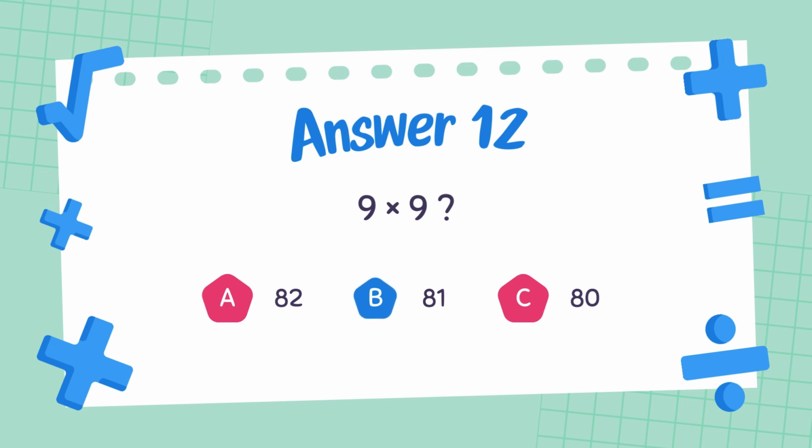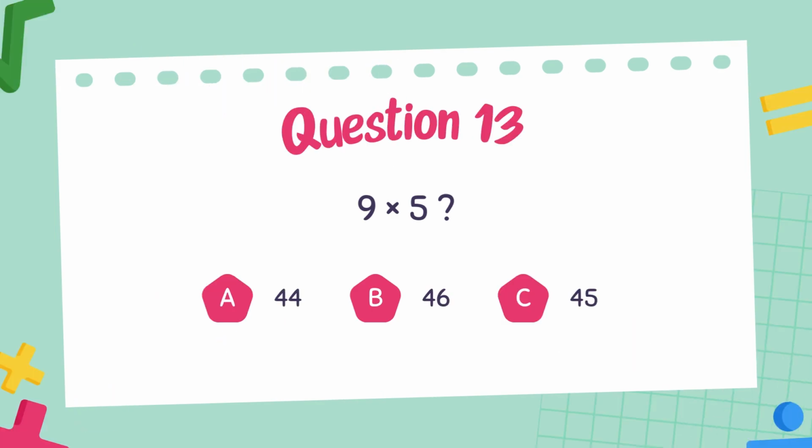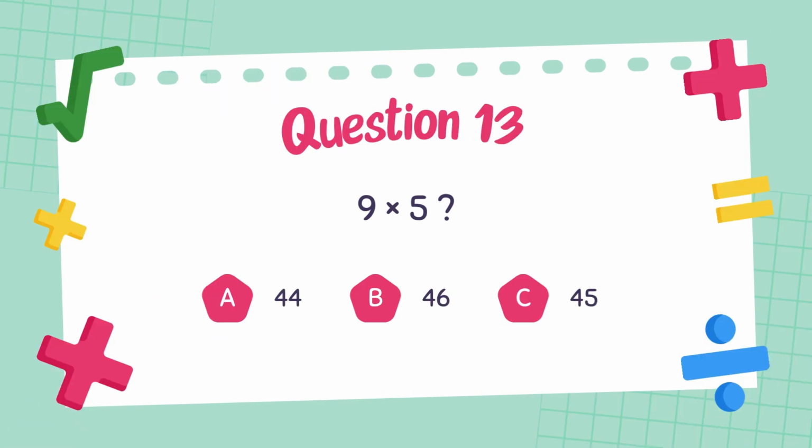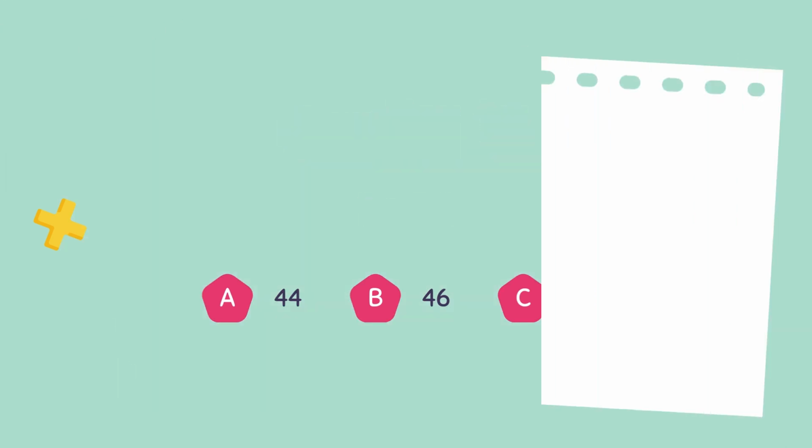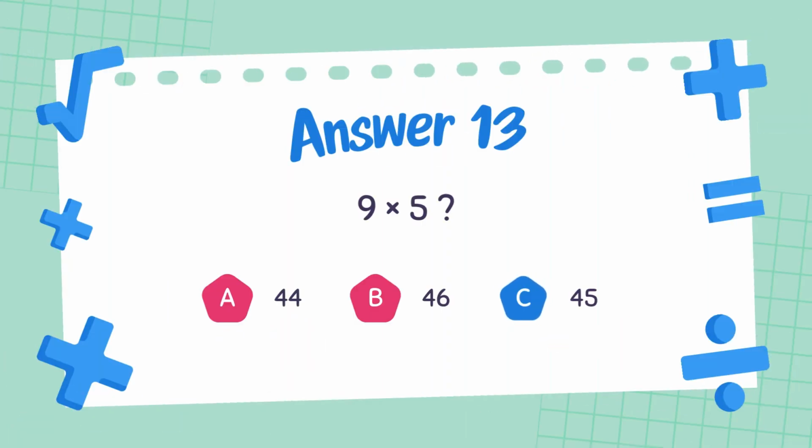Awesome. Question 13. What is 9 times 5? Is it A, 44, B, 46, or C, 45? The answer is C, 45.